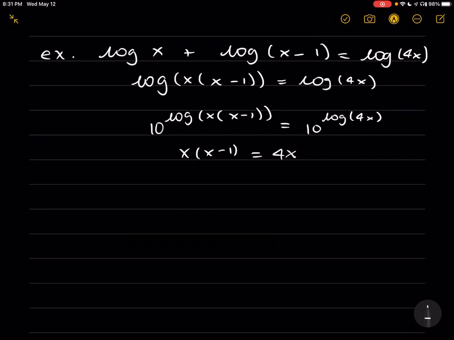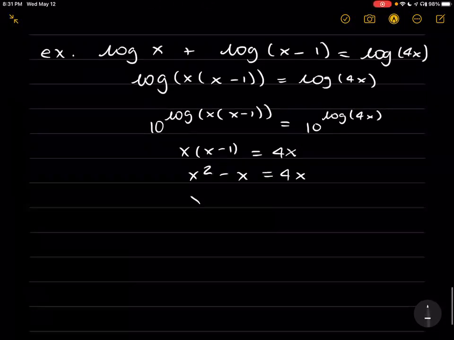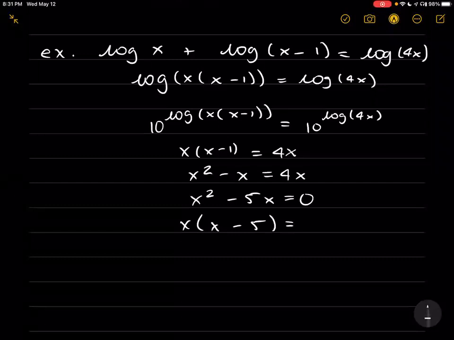And now we can go ahead and solve for x like we usually would. We can FOIL out that left-hand side. We get x squared minus x equals 4x. We can move that 4x to the other side. So we get x squared minus 5x equals 0. And then I can just pull out a factor of x from both terms. So we get x times x minus 5 equals 0. And so we know that x has to be equal to 0 or 5.